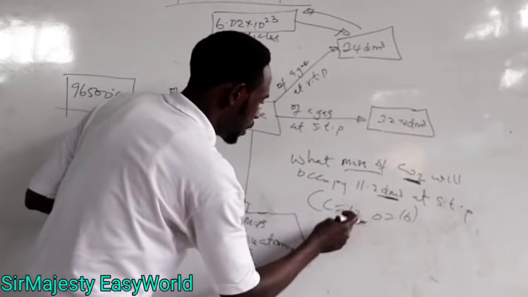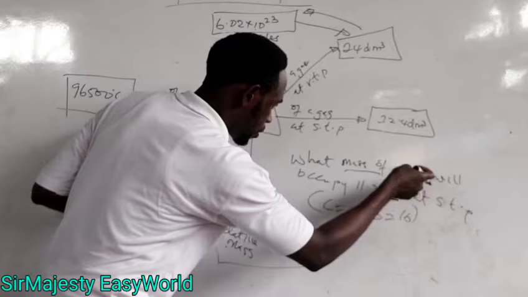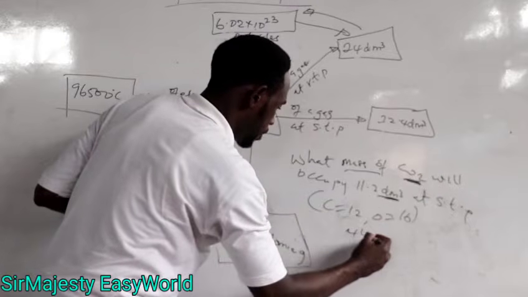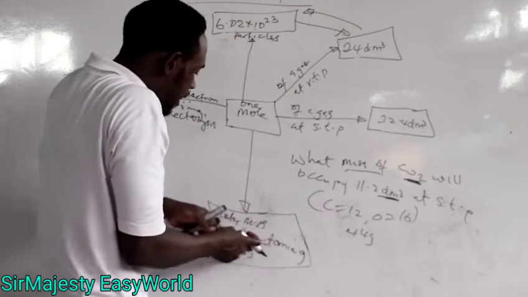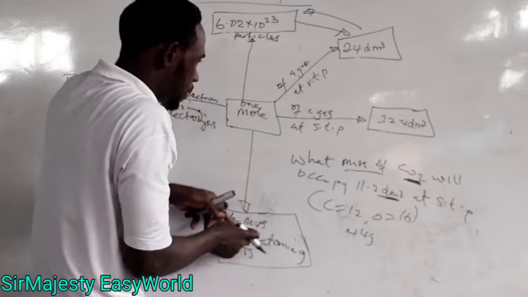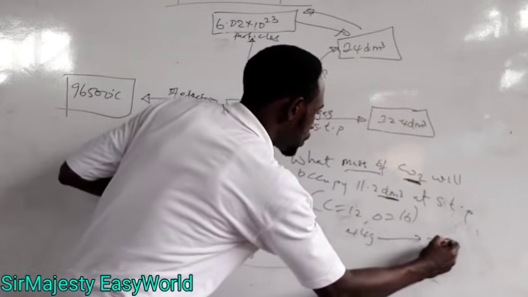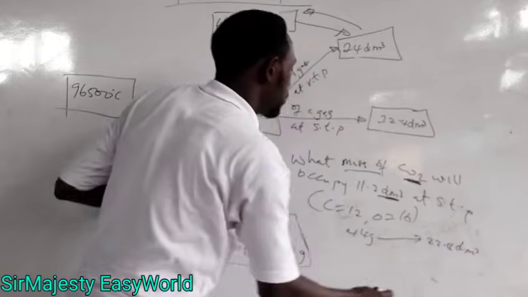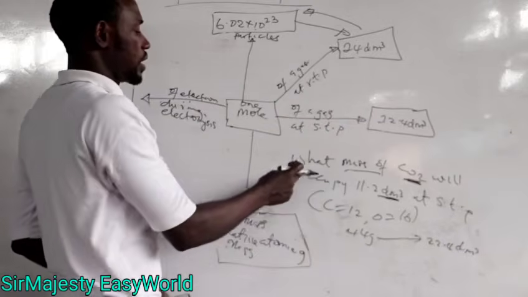So what will I have? It should be 12 plus 32, of course. 16 times 2, so 32, will have 44 grams. That's the molar mass. So I will now write that 44 grams of this particular thing will occupy what volume? 22.4 dm³. This is already a known fact because they say what mass.